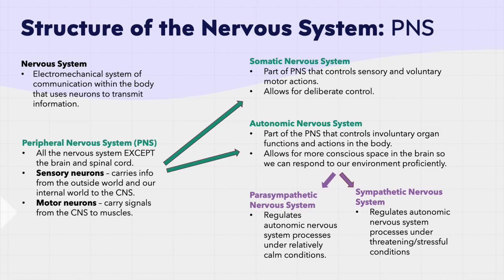However, your autonomic nervous system does have two other nervous systems. One is the parasympathetic nervous system, which helps regulate those involuntary organ functions and actions in the body under relatively calm conditions. Where you have your sympathetic nervous system, that will regulate your involuntary organ functions and actions in your body under very stressful, threatening conditions. So a lot of times your sympathetic nervous system is actually referred to as your fight, flight, or freeze response.